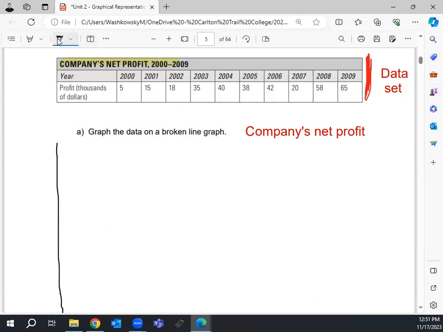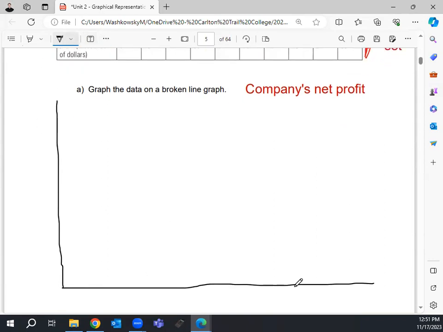And next I need to label my horizontal axis, which is my X. This is always our X axis down here, this flat line. And then this other one here is going to be my Y axis. That is always the rule with that: X is on the bottom, Y is the one that goes up and down.